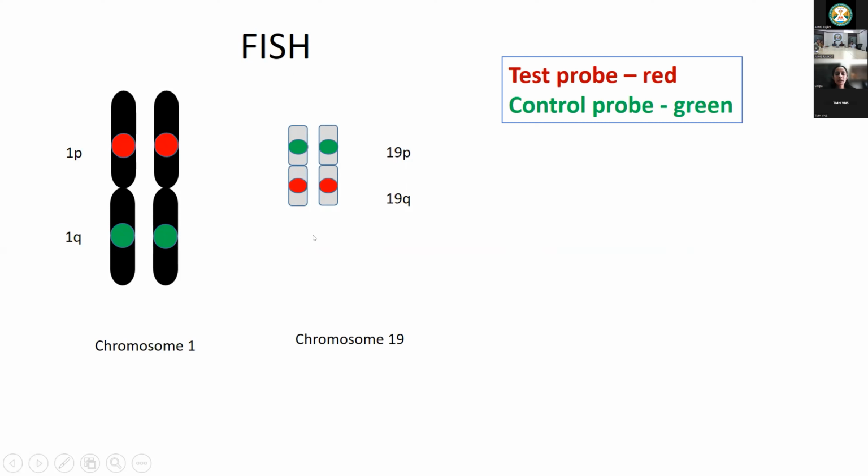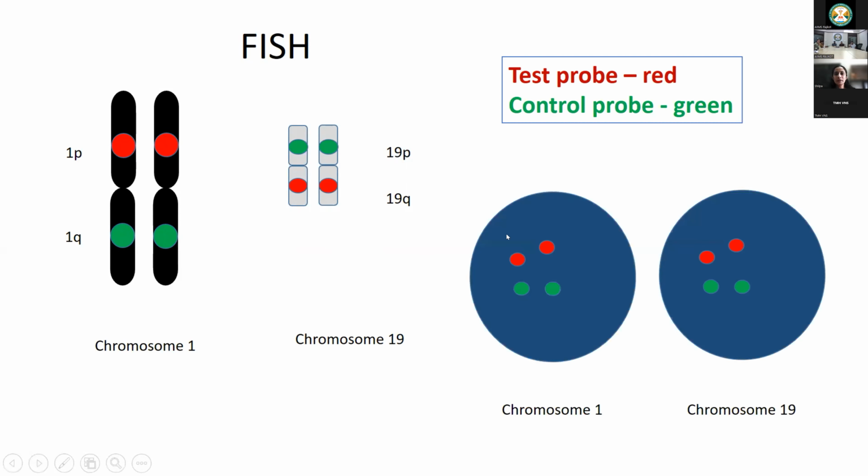So we have to do it separately for chromosome 1 and chromosome 19. Normally you see two red and two green. If there is a deletion, you will see either a single red signal or you will not see any red signal. So we have to count 100 such nuclei separately for chromosome 1 and chromosome 19.